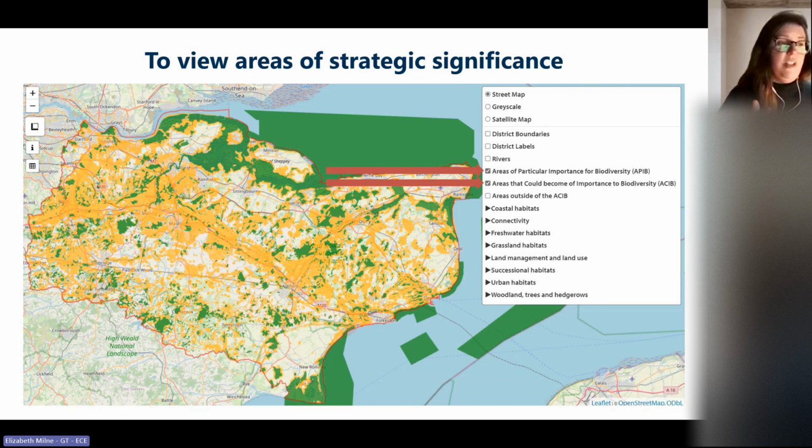So in the future, we envisage that the areas of strategic significance will be shown just by one consistent colour, but for the sake of our online mapping tool, so you can understand where different things fall currently, we have mapped it this way. You create the local habitat layer by selecting the two mapped areas that make up those areas of strategic significance.